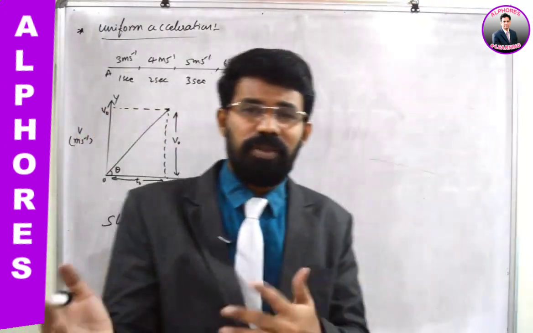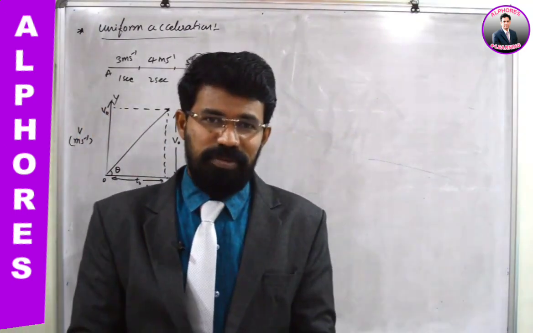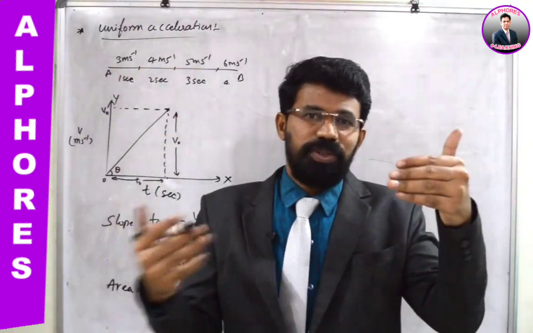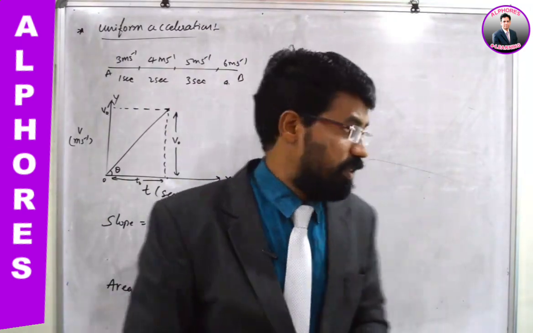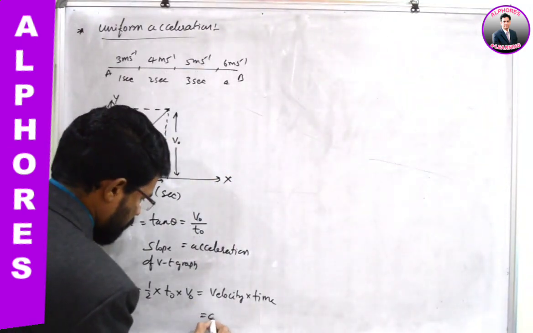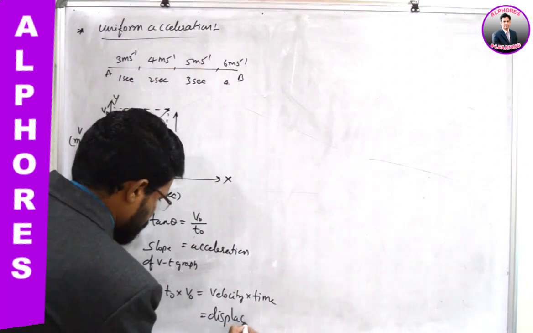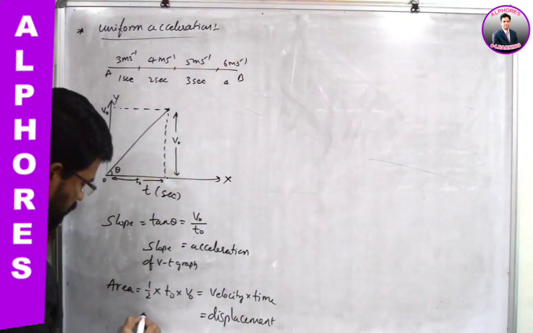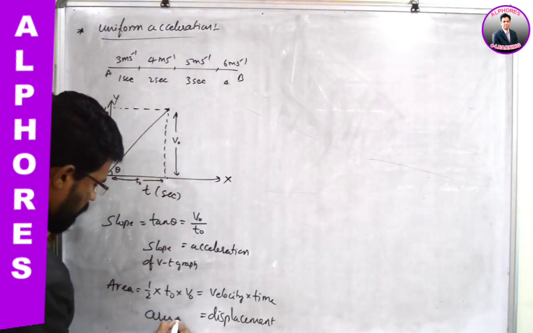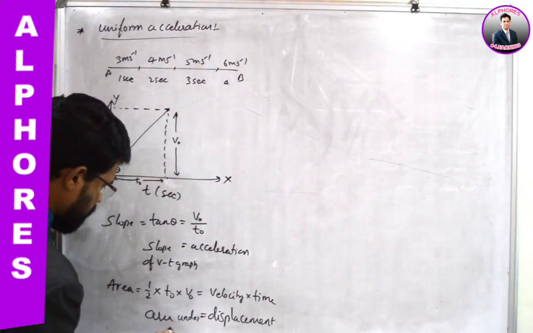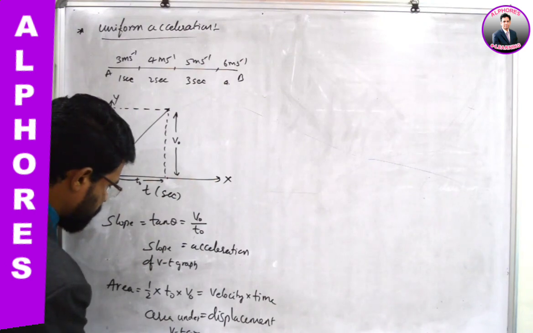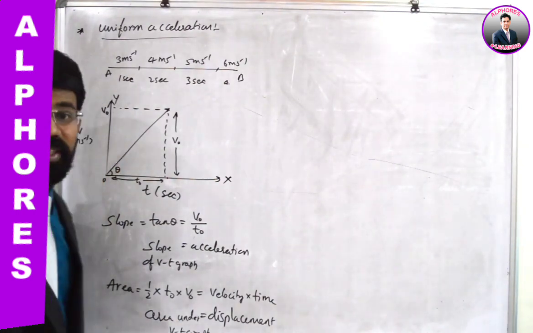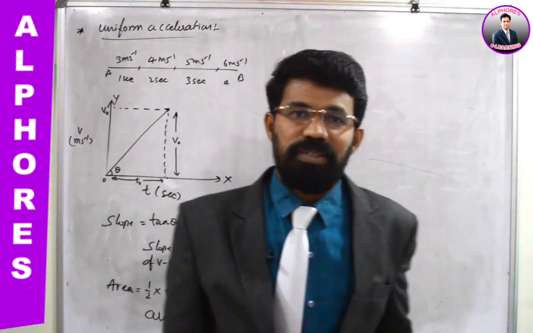What happens when you multiply velocity with the time? What will you get? You will get displacement. Velocity is equal to displacement by time. So velocity into time is displacement. So this is nothing but displacement. So remember this point. If you calculate the area under the VT graph, what are you going to get? You are going to get displacement. These two physical significances are important.